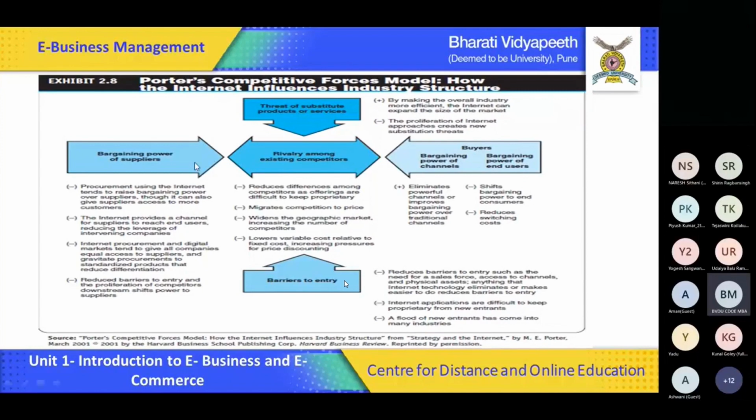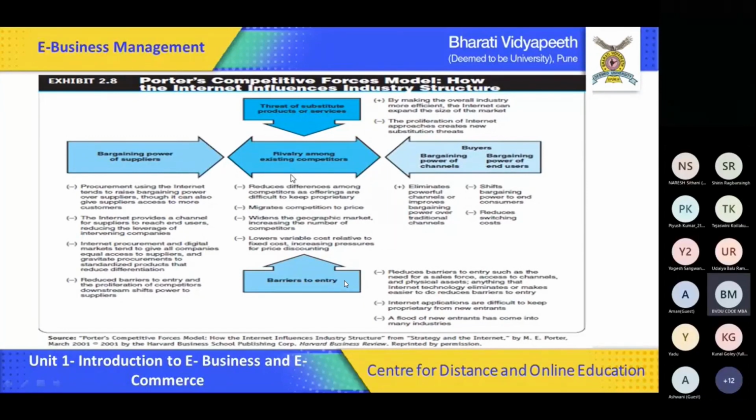Internet procurement and digitalization of markets also tend to give all companies equal access to suppliers. Here the procurement of standardized products can also reduce differentiation, because if suppliers do not provide these standardized products to the customers, next time they will not go and buy. It also reduces barriers to entry, because a lot of suppliers will be available. This is the reason nowadays, with globalization, technology and e-commerce available, entry barriers are not there and it is very easy for suppliers to be available at any place at any time. Again, this will reduce suppliers' power somewhat because of a lot of competition.